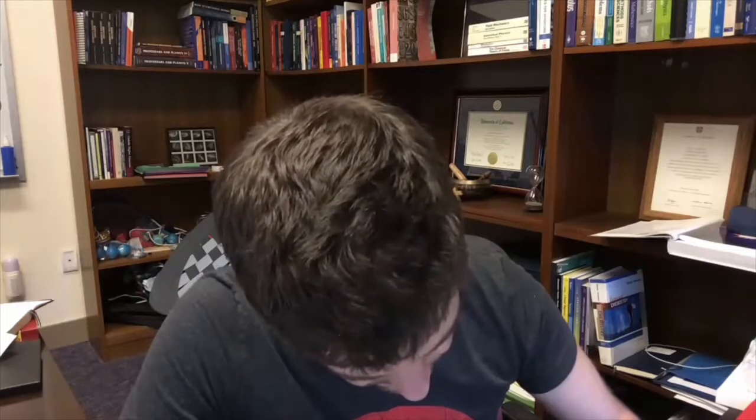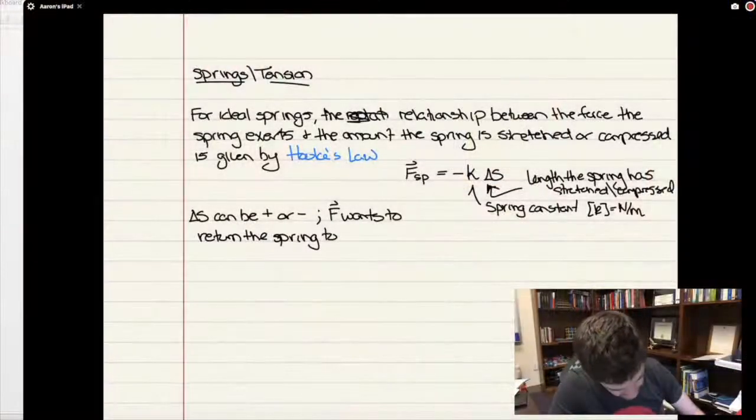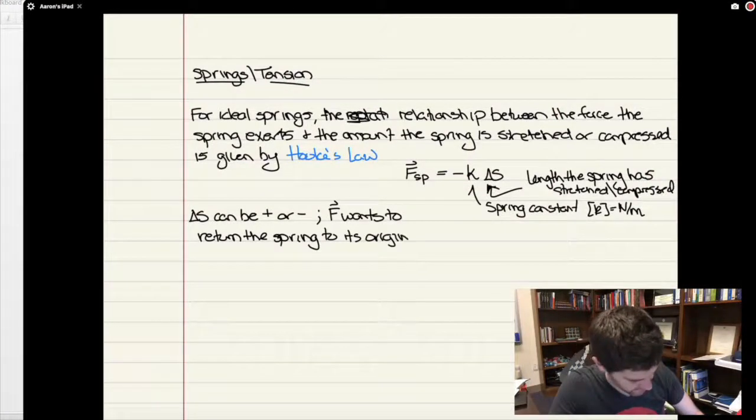The takeaway is that the force wants to return the spring to its original length.